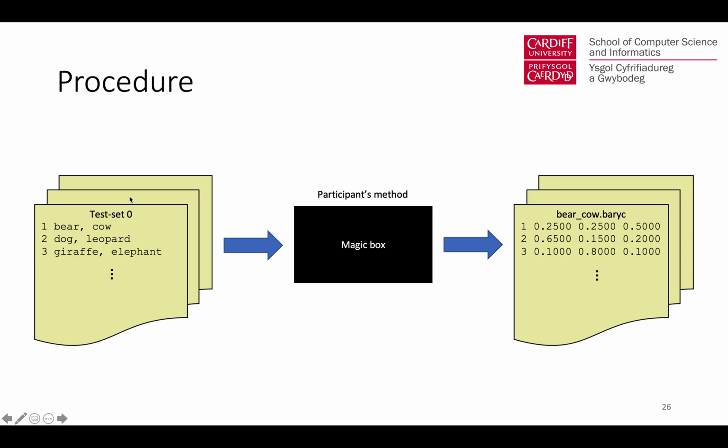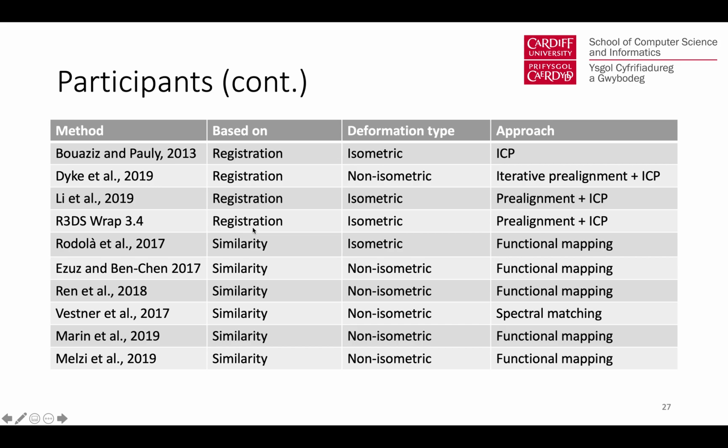And then we put these shapes into multiple test sets. Within each test set, there are a bunch of test cases. Each one involves two shapes, a source and a target. And the participant's method is asked to produce correspondences from the source shape to the target shape. We use a range of methods in the study.